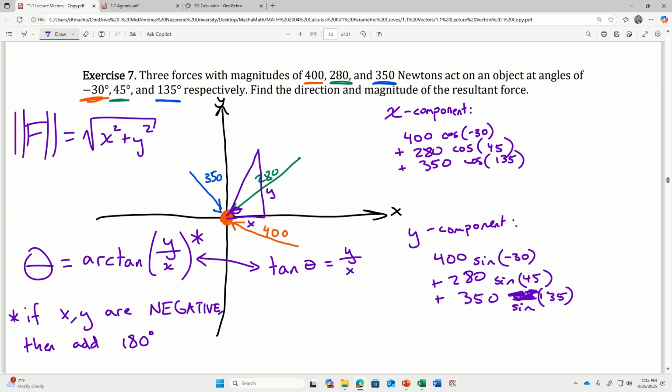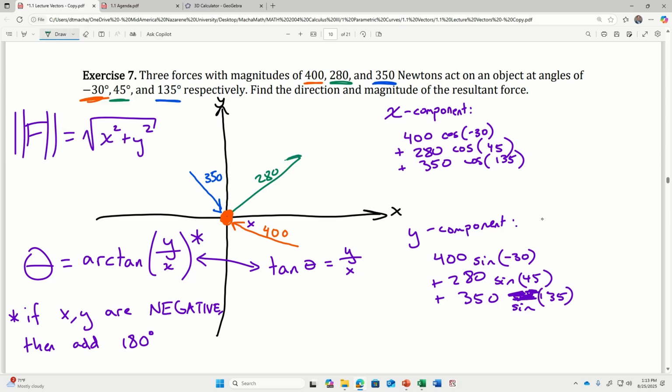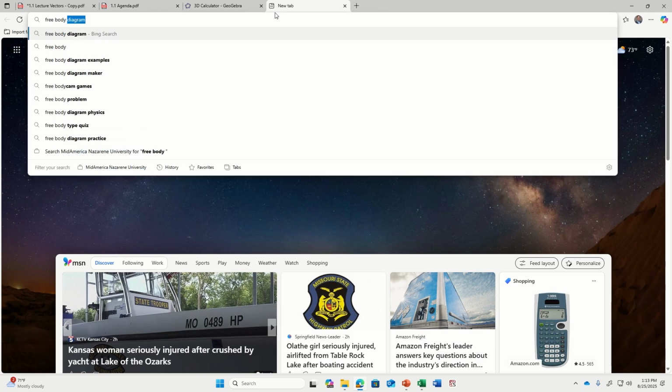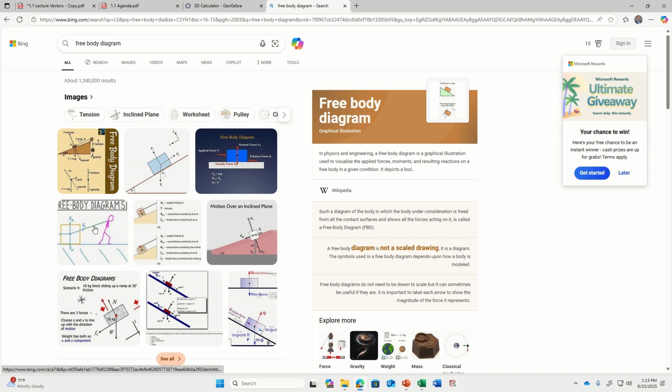Maybe a better way to do it is this. Maybe the best way to do it would be to draw the force kind of originating from the ball. You know what? We don't even have to wonder. Let's ask. Free body diagram. Let's see how other people do it.